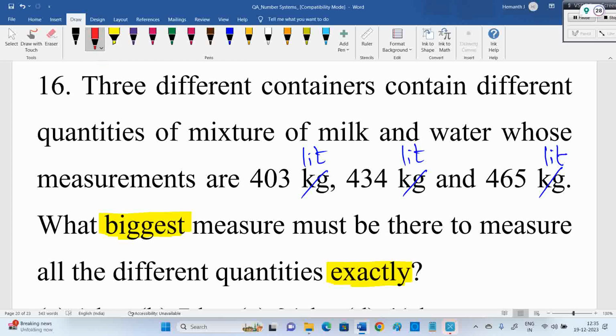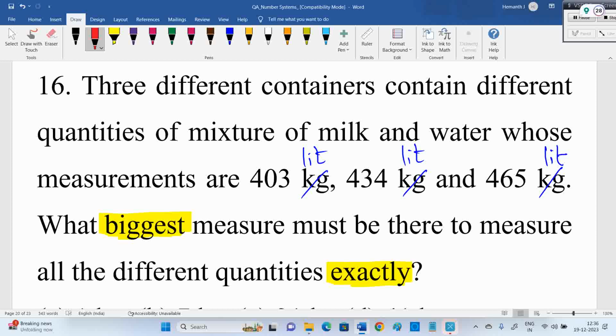Now, what they want to convey is, okay, you need a can which will measure 403 liters. Or else, let us say, instead of liters, it is 403 meters distance. First one 403 meters, next one 434 meters, next one 465 meters. For your better understanding, let us say in terms of distance. The question is, what is the biggest scale you want to measure those 403, 434, 465 exactly?